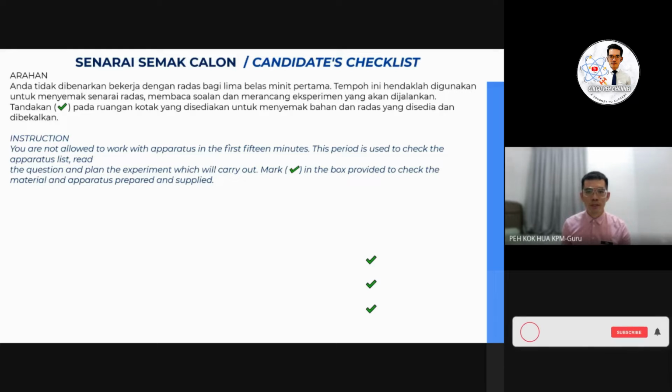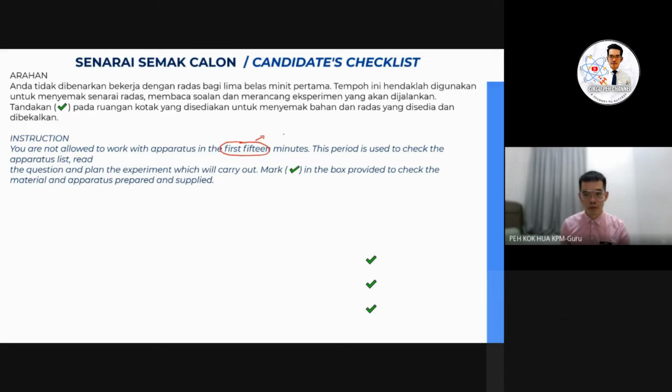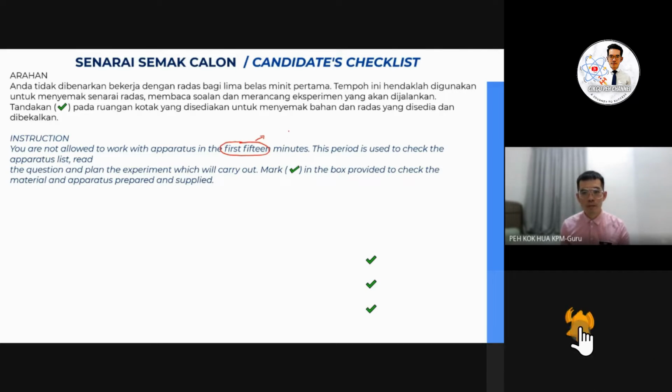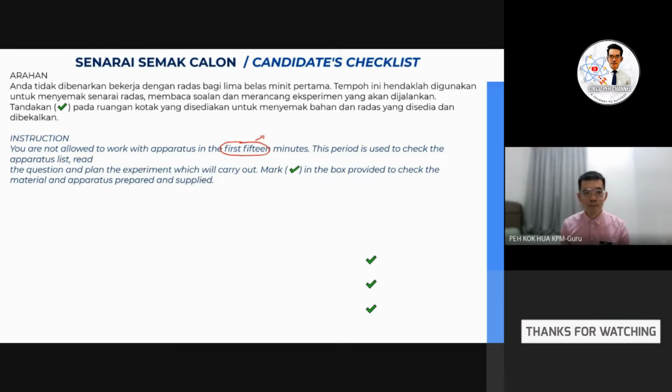So that means the 15 minutes is for you to check the apparatus for 3 experiments for different subjects. That will be biology, chemistry, and physics. If you are taking only 2 subjects, there will be only 10 minutes provided for you to check the apparatus list, read the question, and also plan the experiment.